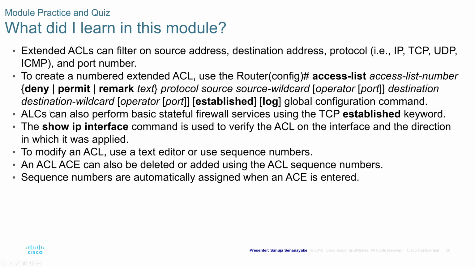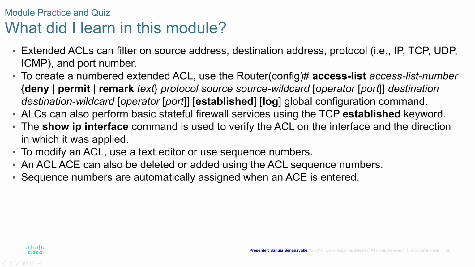We also learn about ACLs can also perform basic stateful firewall services using the TCP established keyword. Remember that established keyword. So I don't know why anybody would not want to use a firewall, but if you're in a small office environment, for example, you can actually just use ACL to apply some basic firewall functions using that established keyword. The show IP interface command is used to verify the ACL on the interface and the direction in which it was applied.